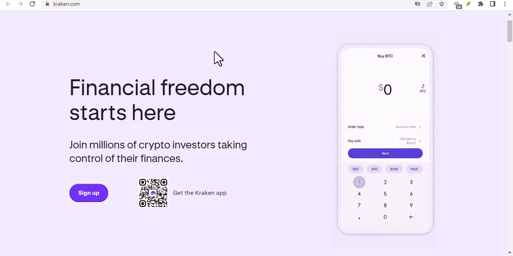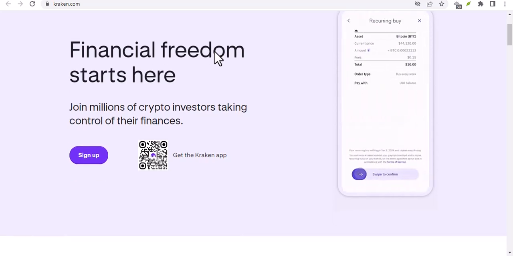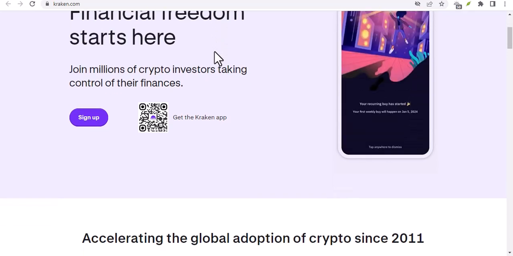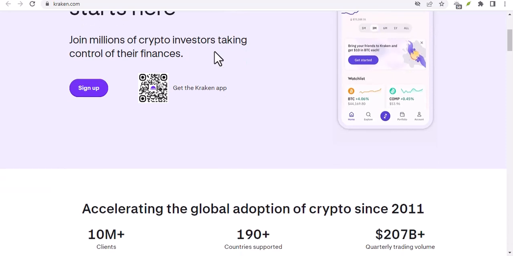Kraken, a brief overview. What is Kraken? Its reputation and history in the crypto market. Known for its security features and advanced trading tools.